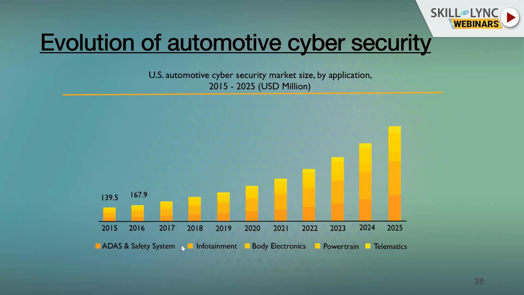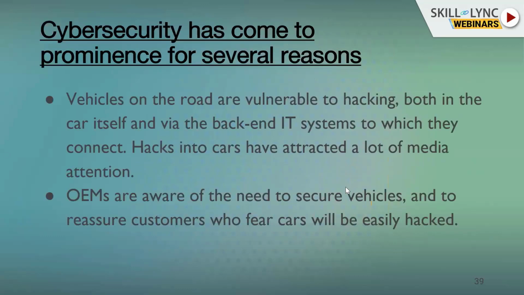Your ADAS and safety system and your infotainment system are the two systems which are going to communicate with the external world for a vehicle. So these are the two systems which take the major part of cybersecurity in the vehicle. Now let's move further.